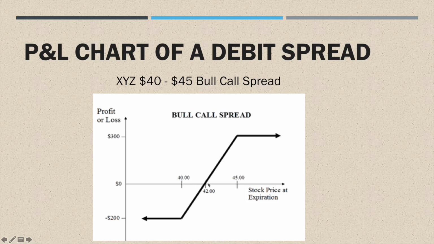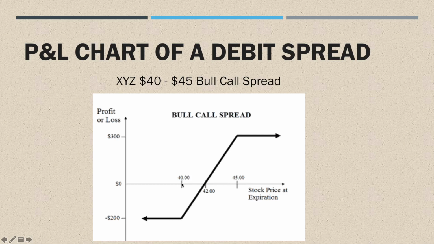So let's go back to this diagram. The stock is at 40. You bought a 40-45 bull call spread for $2. Now, if it expires below 40, that's your maximum loss, and the loss is flat, so you can't lose any more than that.